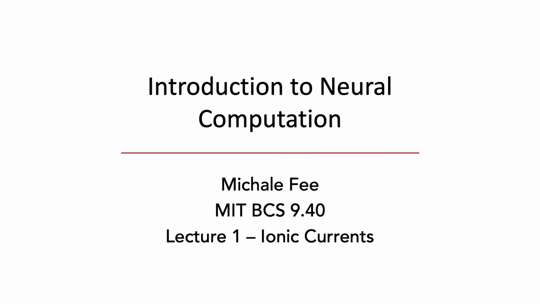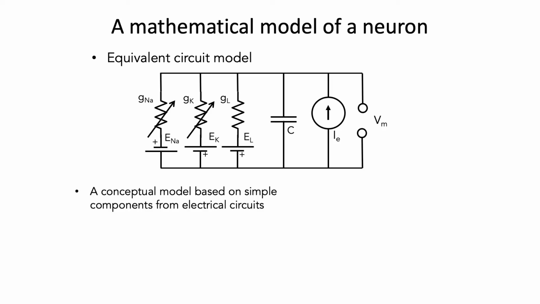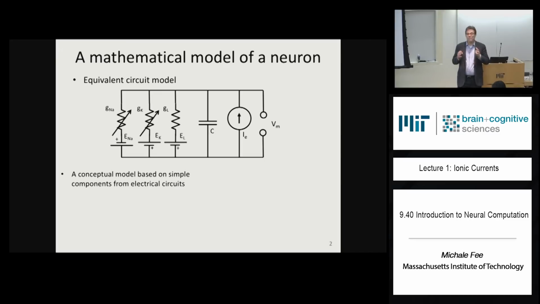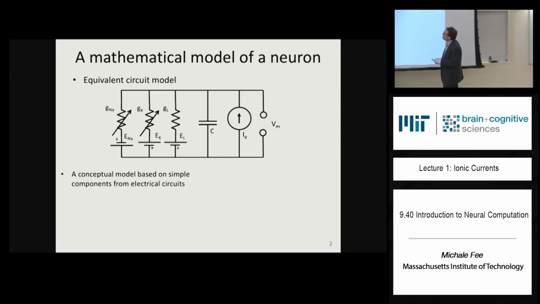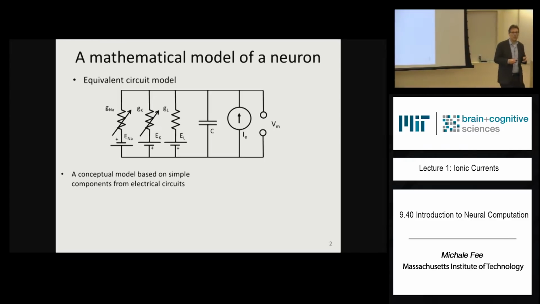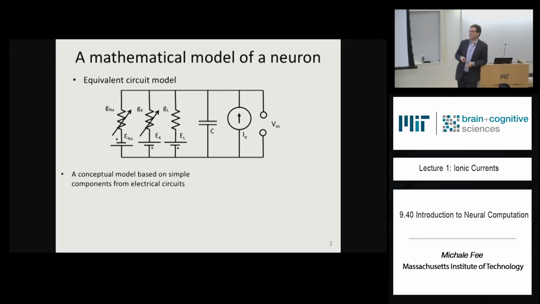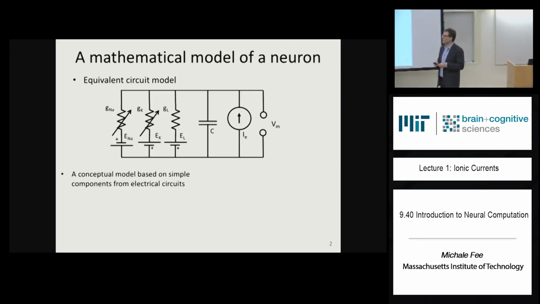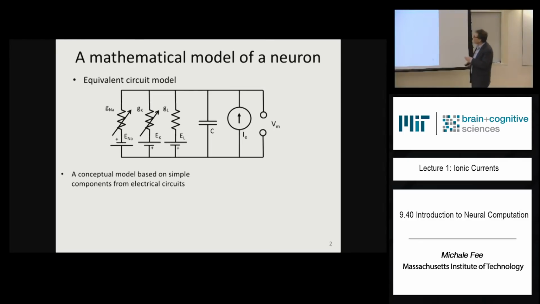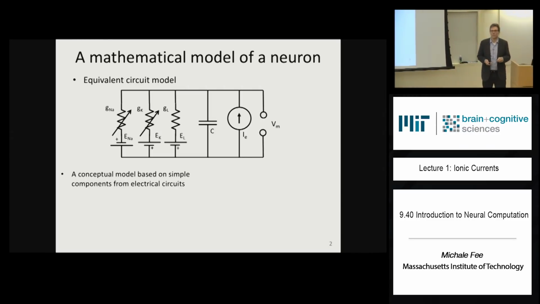So the first thing we're going to do is build a model of a neuron. Now, this model is very particular. It uses electrical components to describe the neuron. That may not be surprising, since a neuron is basically an electrical device. It has components that are sensitive to voltages, that generate currents, that control currents. And so we're going to build our model using electrical circuit components.